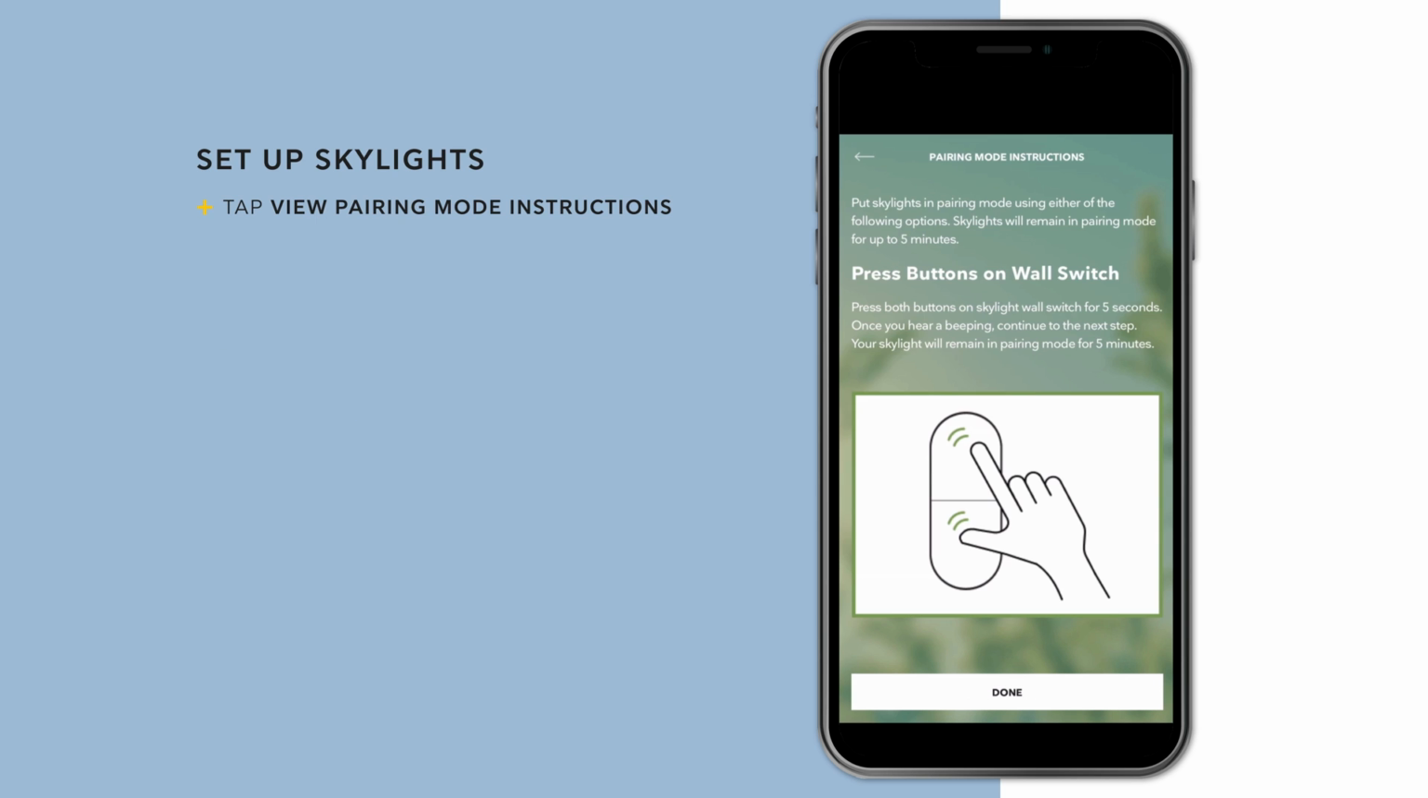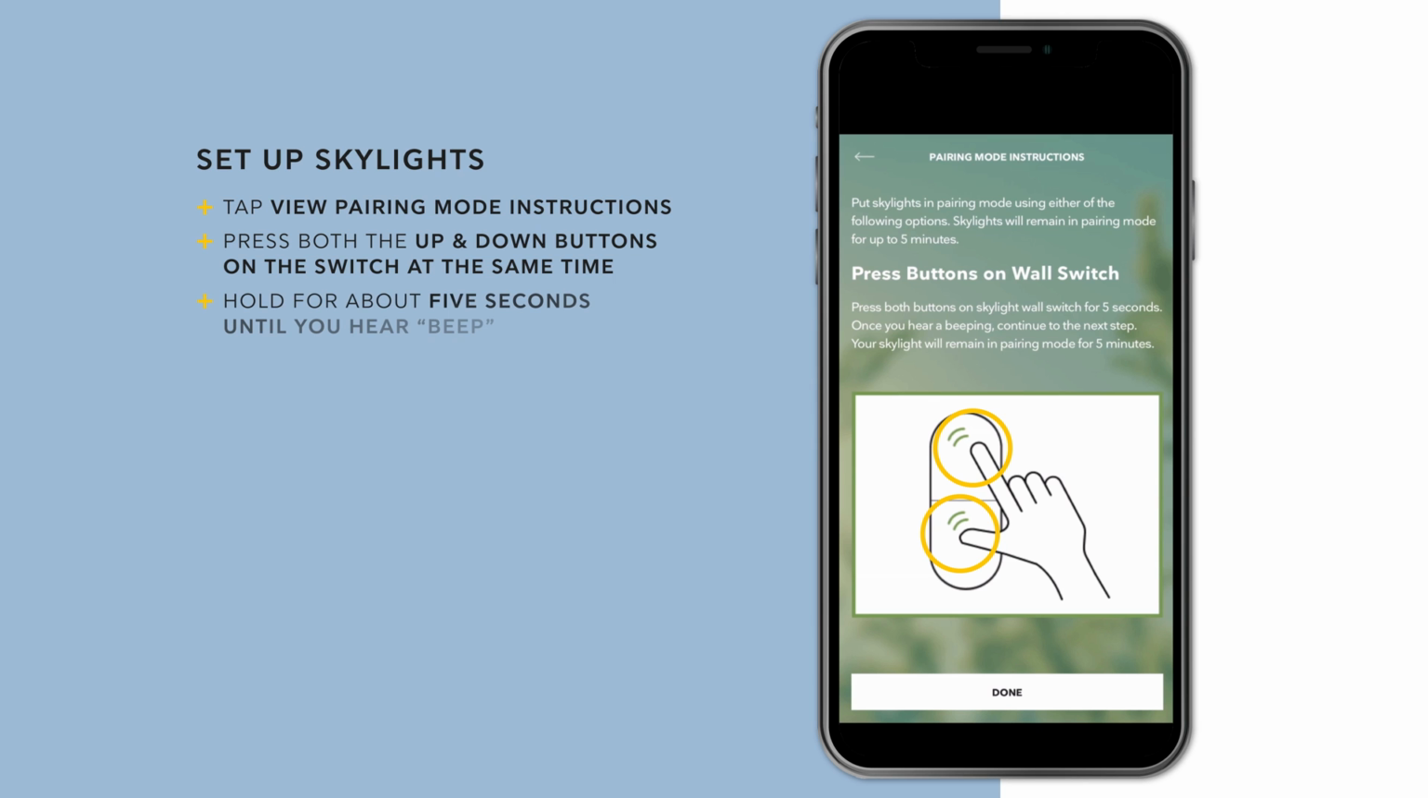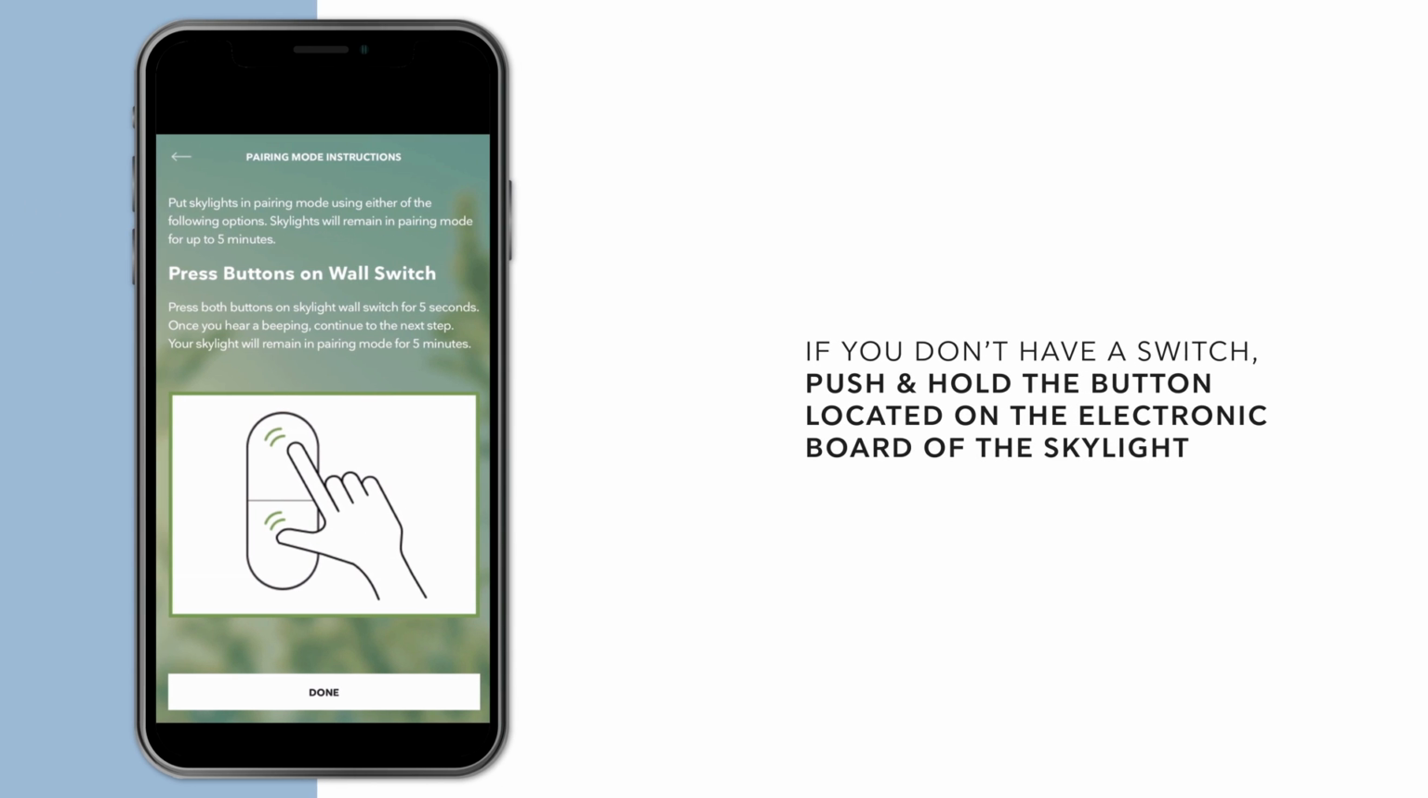The skylight and switches have been paired at the factory. To connect the skylight with the app, press both the up and down buttons on the switch at the same time. Hold them for about 5 seconds until you hear a beep from the skylight. If you don't have a switch, you'll have to push and hold the button located on the electronic board of the skylight itself.